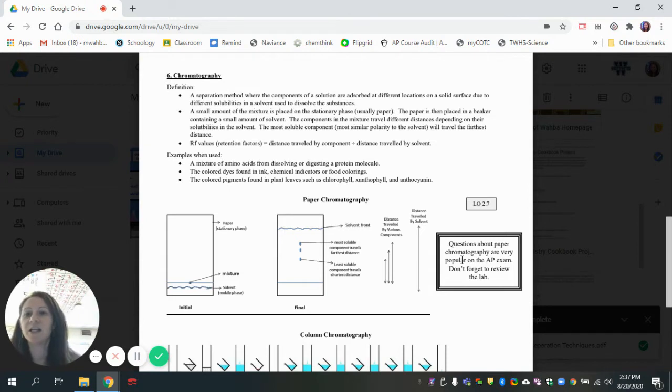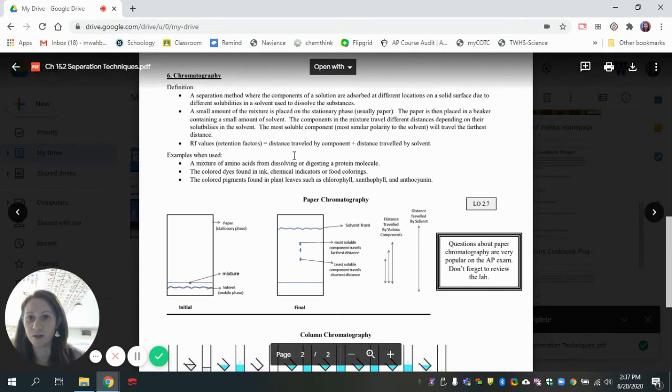So chromatography is used as kind of like a detection method as opposed to a separation method. So if I have a substance, and I don't know if this is a mixture or a pure substance, what I can do is I can run paper chromatography on it to see, is it made up of just one pure substance or multiple substances, so it's a mixture.